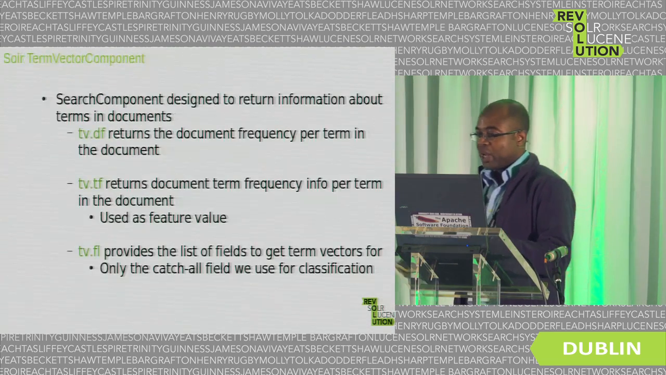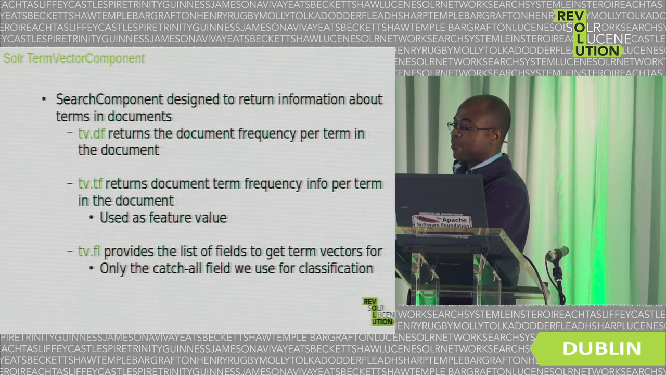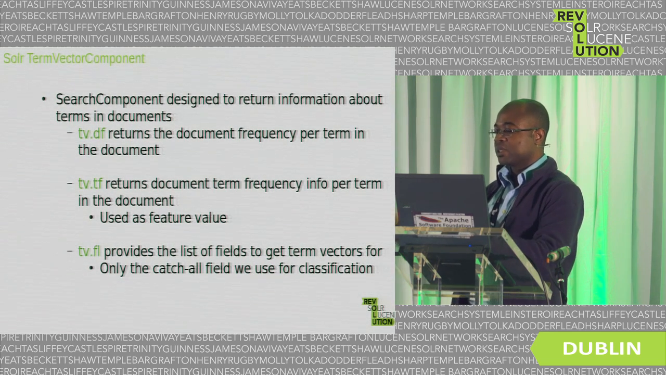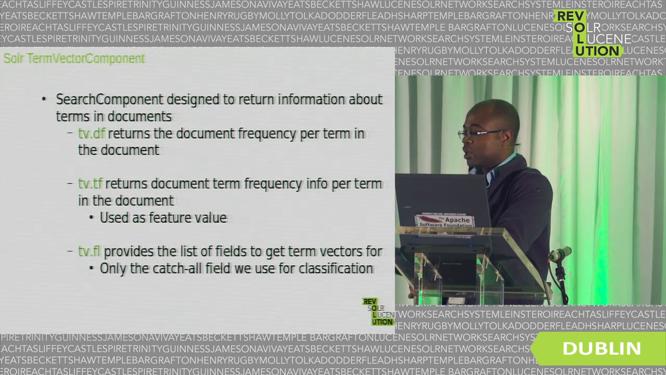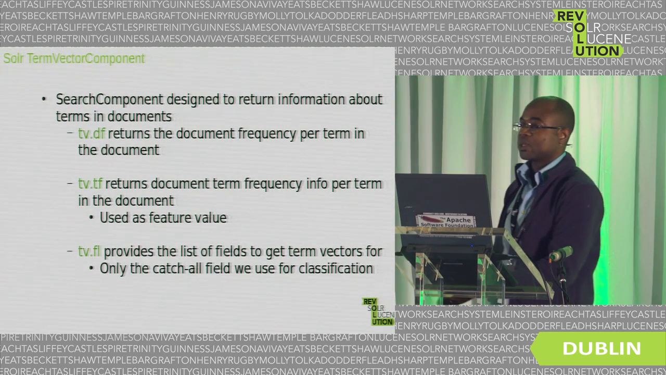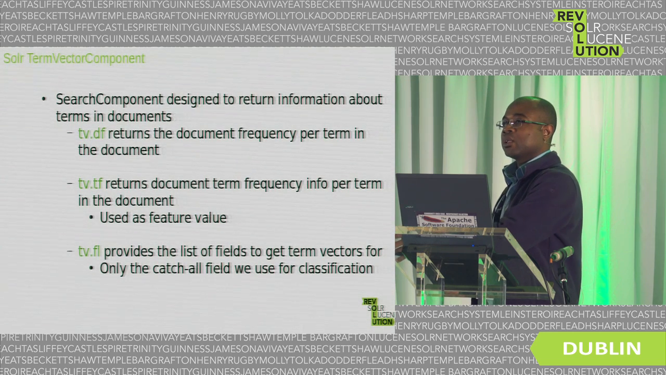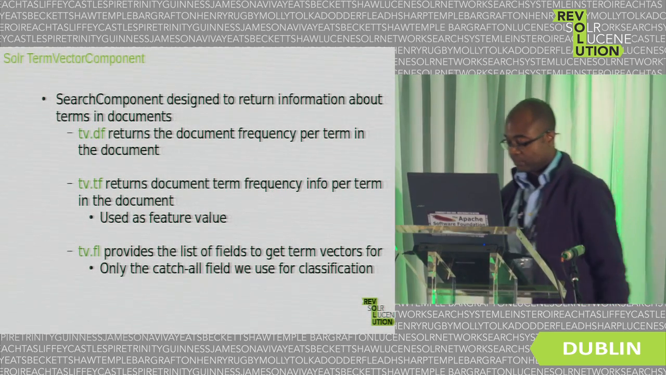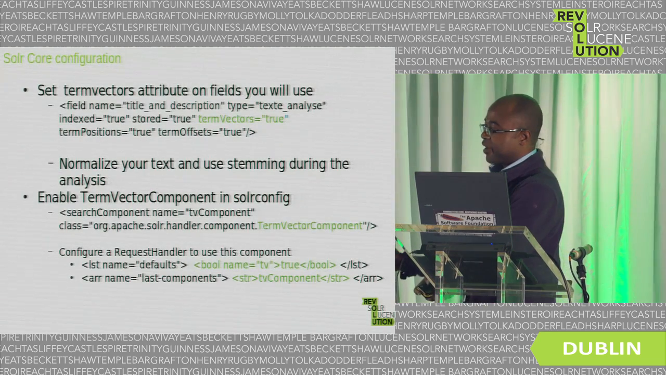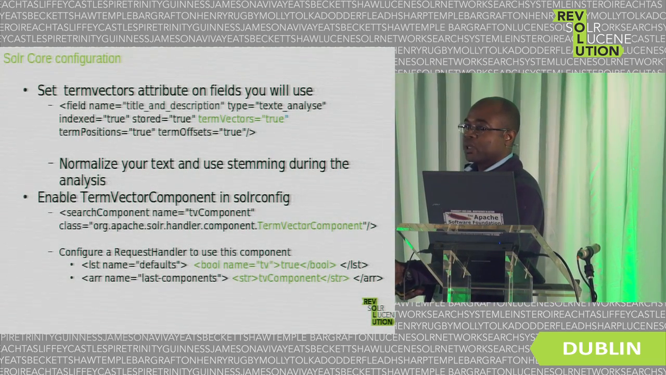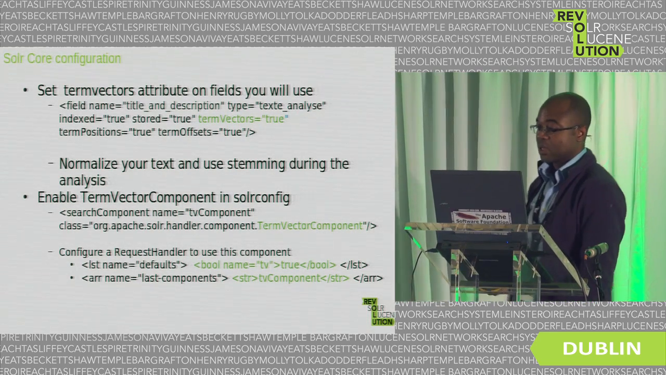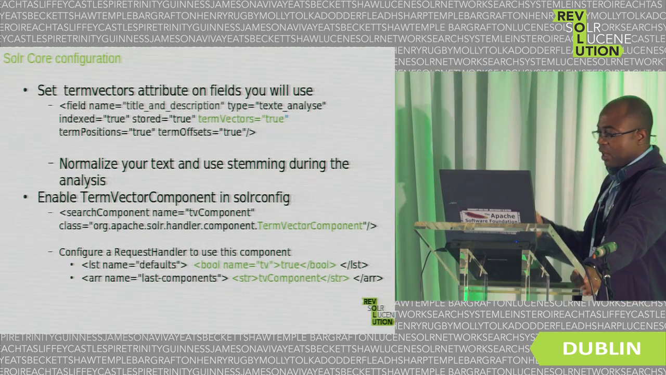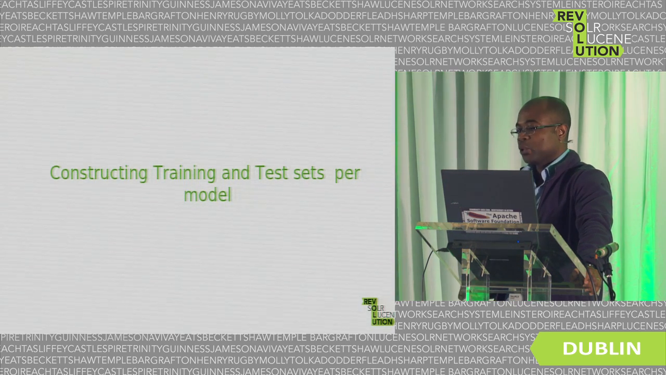So we use Solr's term vector component to retrieve this document, because with the attribute tf.tv.gf, you return the document frequency per term. You can also get the term frequency with tf. You can specify the field list where you want it, and we have a catch-all field where we aggregate information we want to send to the classifier. So you just set term vector like this, and nothing new here. The Solr Wiki is very good documentation for how to configure Solr to query term vectors. And then you have to construct a training and test set per model.